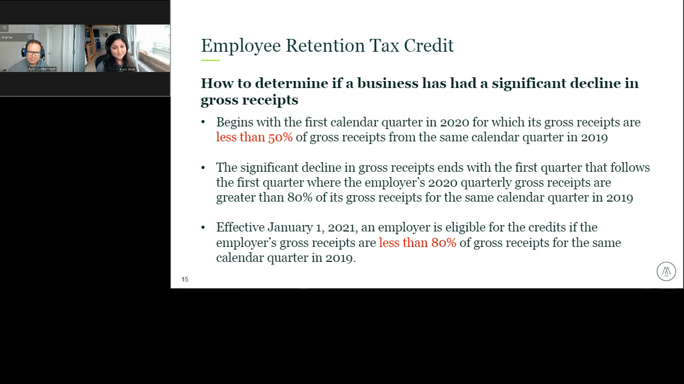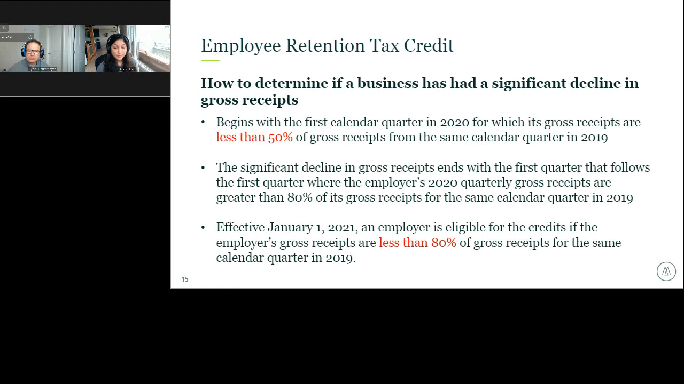So what they did is, it's not as soon as you go above 50%, but the quarter after the quarter that you have gone over 80% of 2019's gross receipts, that's when you would end your eligibility for ERTC. And I'm going to go over an example of that in the next slide to walk through this a little bit more with numbers to make more sense of it.